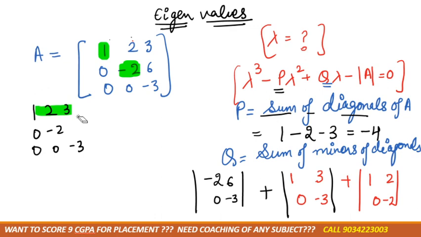This is the third row and third column. So what is left? 1, 2, 0, minus 2. So that is for the first row, first column; for the second row, second column; and for the third row, third column. Got it?